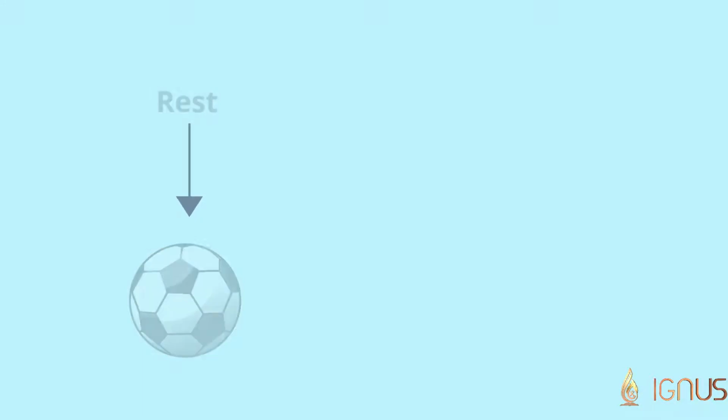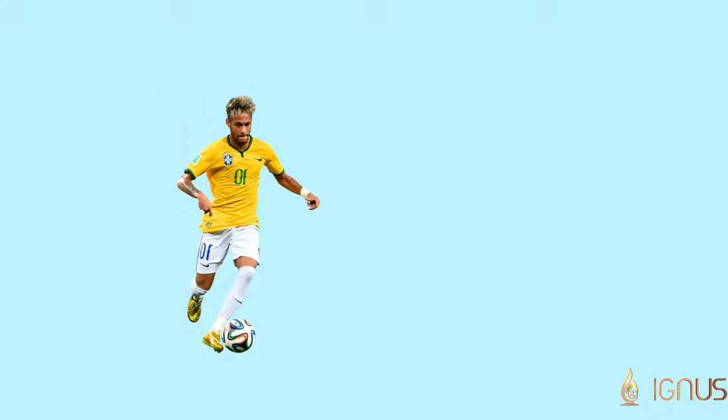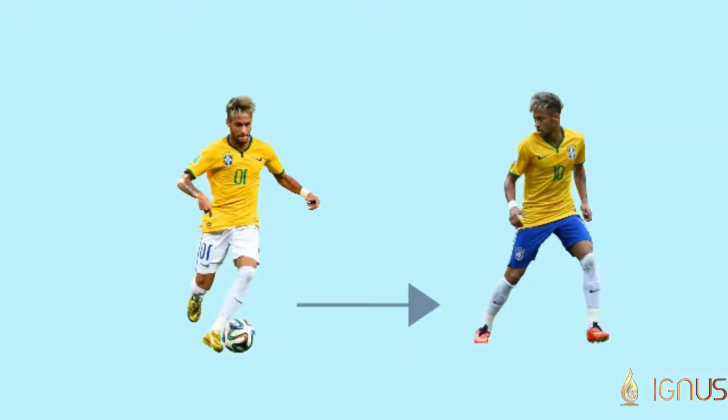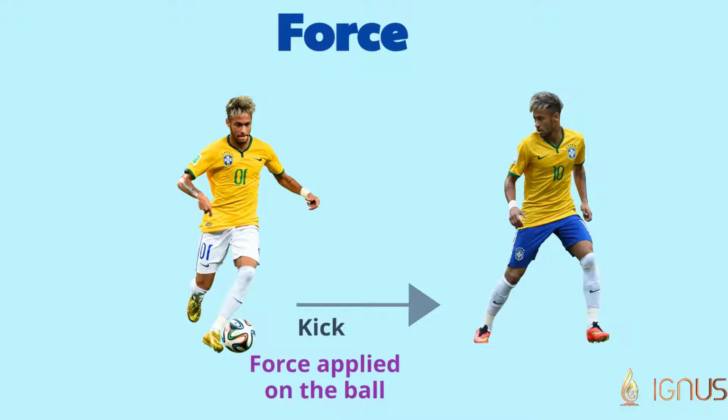You want to pass this ball to your teammate who is standing on the other side of the pitch. How will you do that? You need to make this ball move in the direction of your teammate. So you will kick the ball in the direction of your teammate. When you kick the ball, we say that you applied a force on the football. Here, the kick is nothing but the force you applied on the ball.